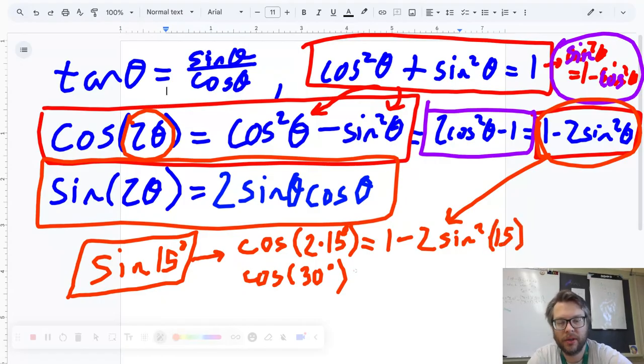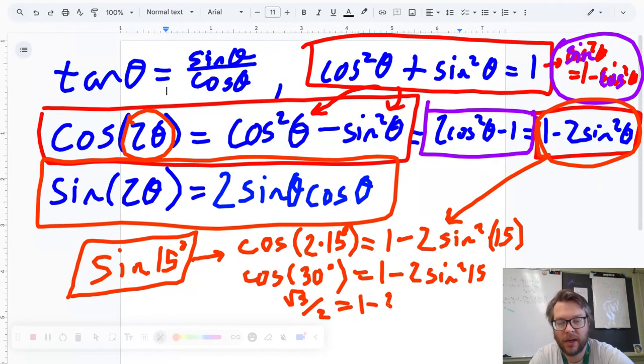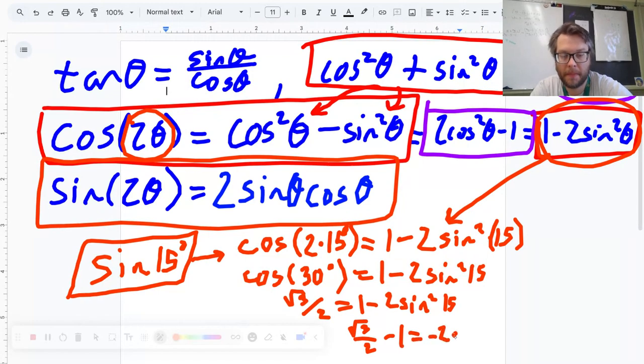Okay? So cosine of 30 is the same as 1 minus 2 sine squared of 15. Well, the cosine of 30 off your unit circle is square root of 3 over 2. Now all I'm going to do is solve for sine of 15. So I got to subtract 1, divide by 2, or divide by negative 2.